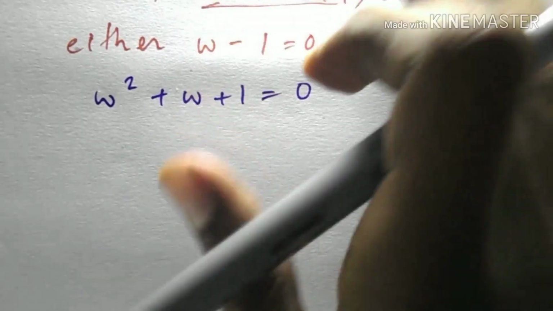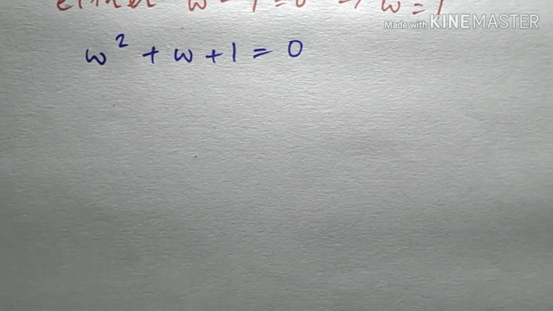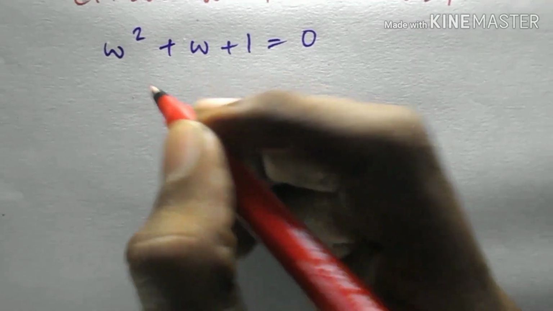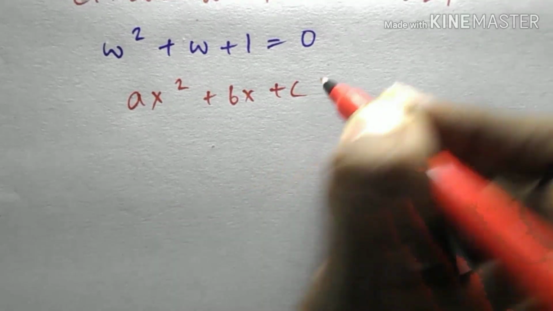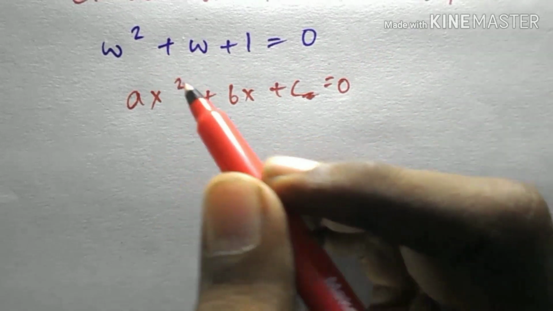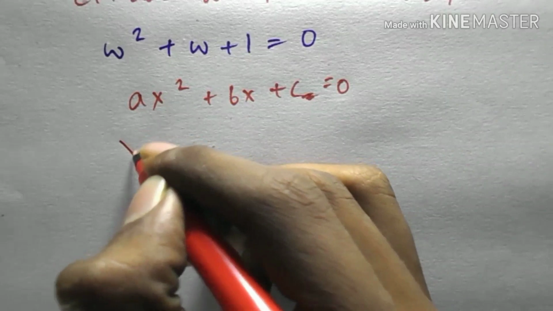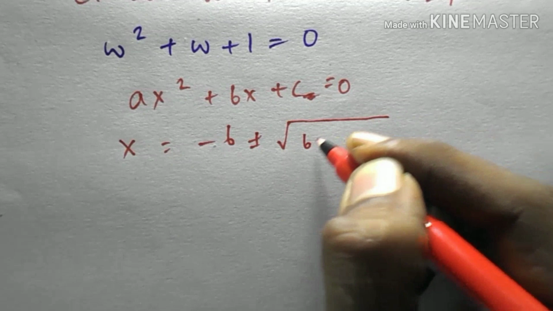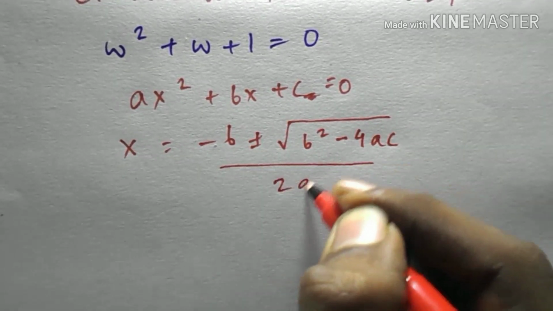So let's apply the quadratic formula that we have learned previously. Suppose I have a quadratic equation as ax square plus bx plus c equals to 0, then the solution of this quadratic equation is given by the formula x equals to negative b plus minus square root of b square minus 4 times ac divided by 2a.